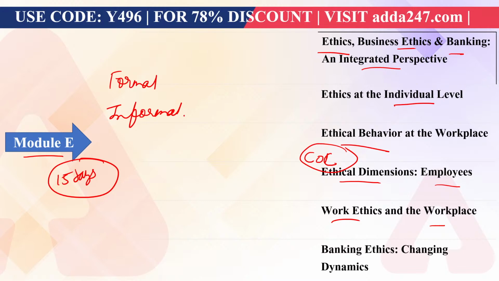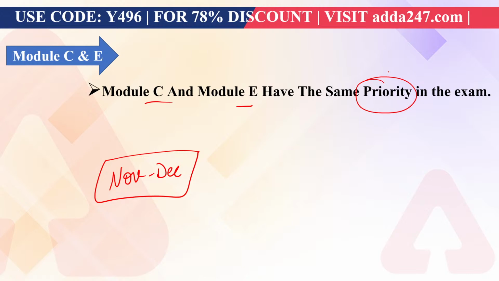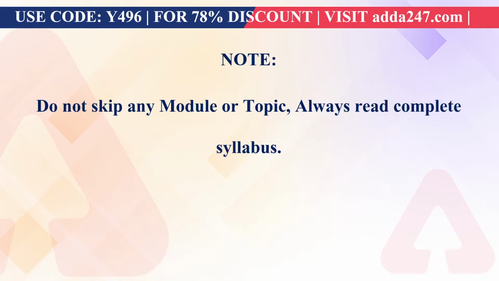Okay. And as we know, our next exam is in November and December, so it is very easy for us to allot this duration to all the modules. It will become very easy for all of you. Module C and module E have the same priority, because the same number of questions will be asked from both modules. So this is the proper strategy you have to follow.